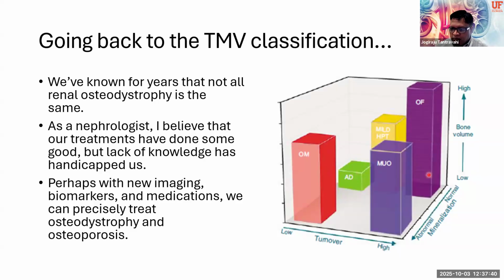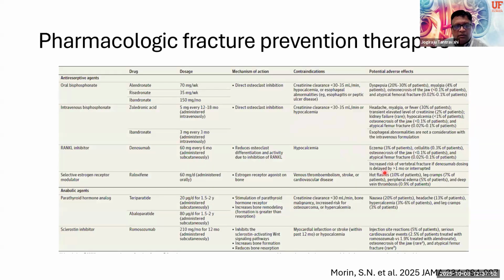So using this algorithm, or using the TMB classification, perhaps we can, with added data, try and figure out which medications are going to be the best for which patients. Now, these are the number of pharmacologic fracture prevention therapies that are available. We know about oral bisphosphonates, which act by direct osteoclast inhibition. We know about the complications of these things, such as esophagitis, osteonecrosis, all this other stuff.